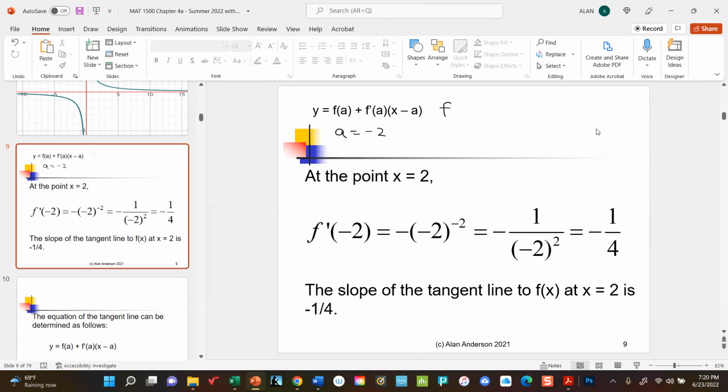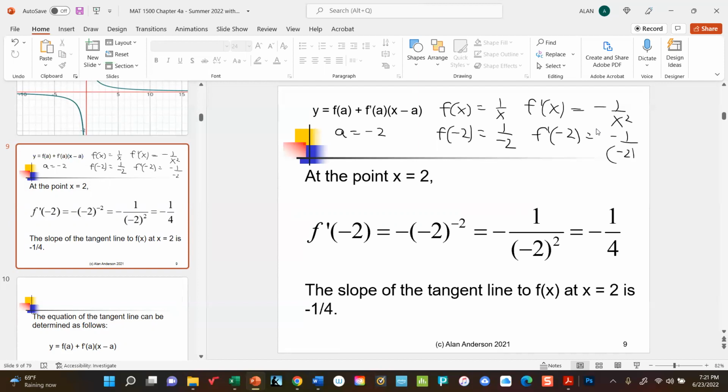So remember, f of x is 1 over x. F prime of x is negative 1 over x squared. Since a is negative 2, f of a is 1 over negative 2. F prime of a is therefore negative 1 over negative 2 squared, negative a fourth. So the slope, by the way, f prime of a, is the slope of the tangent line.